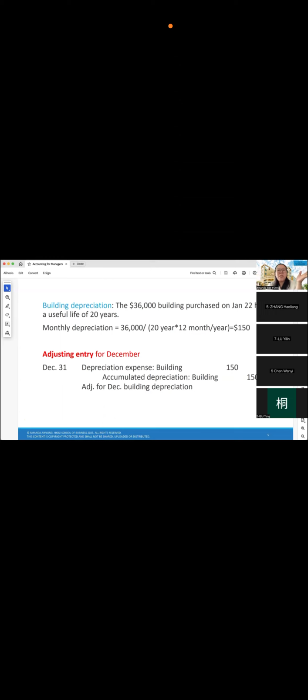For example, if I buy a building and I intend to use it for 20 years, I am going to allocate the total cost of the building over the 20 years so that my expenses do not take a big hit in the year that I use it or in the year that I pay it, but rather across all the years that I'm going to use the building for.